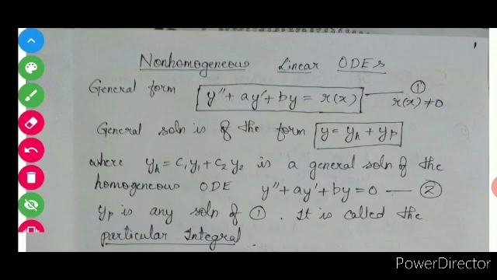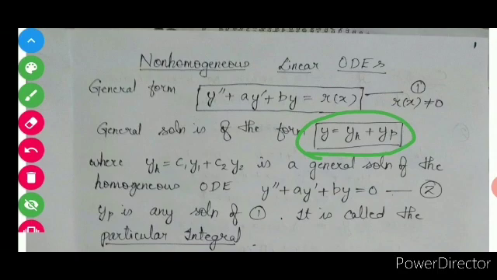Now, the general solution of such an ordinary differential equation will be of the form yh plus yp. That is, it will have two parts, yh and yp. The sum of these two will be your general solution. Now, what are these yh and yp? yh is the solution of the corresponding homogeneous part, and yp is called a particular integral.